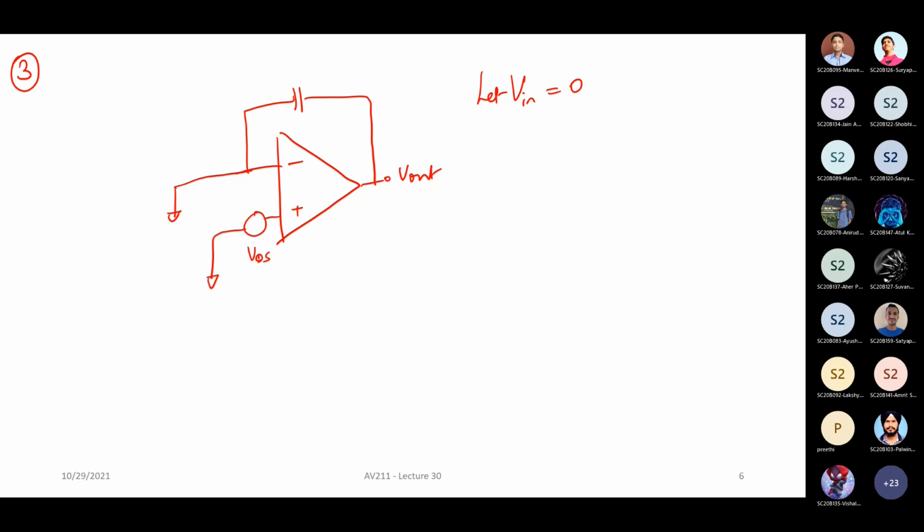Now, because of negative feedback, what will happen? You have a resistor here, right? So because of the negative feedback, there is a VOS by R current which flows like this. Now, this constant current of VOS by R is going to flow through your capacitance. If that is going to happen, what will happen to the output voltage?